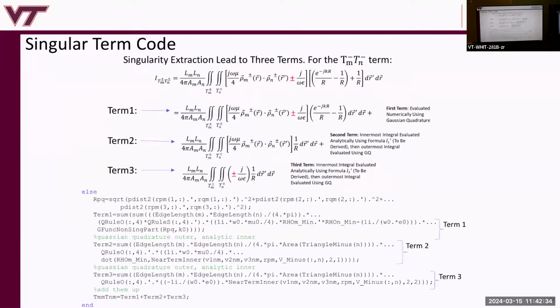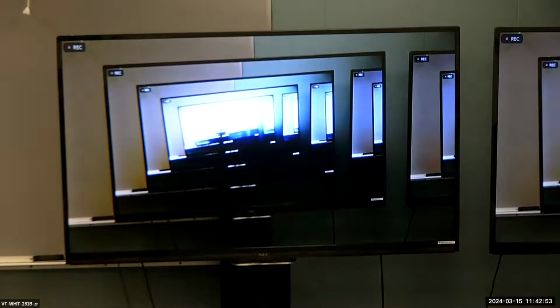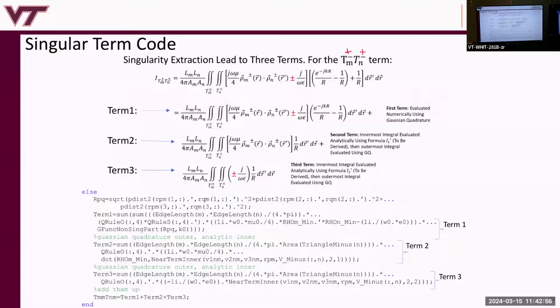Okay, so here is our singularity extraction, which led to three terms for each of these. For example, for Tn minus and Tn minus, we have term 1, term 2, and term 3. Actually, this is for all of them. So this should say Tm, oh my goodness, as soon as you touch it, it just changes plus minus. So this integral broke into three terms by using the singularity extraction or subtraction. We subtracted the singularity and added it back. That resulted in three terms.